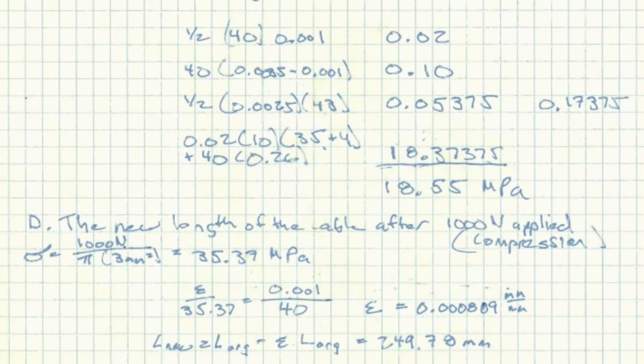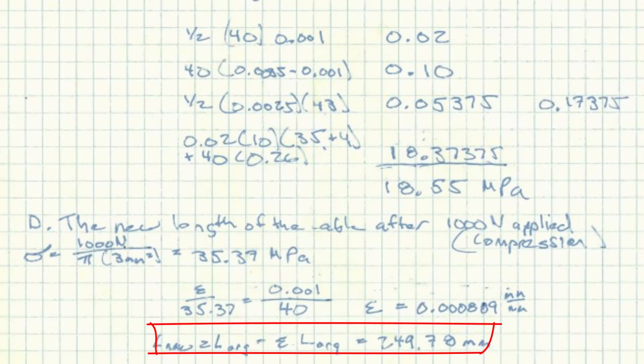And we can solve for the strain that is occurring at the 1,000 newtons. And we get 0.000889 millimeters per millimeter. And now using this, we can solve for what the new length is. The new length is equal to the original length minus the strain times the original length, and that gives us a new length of 249.78 millimeters.